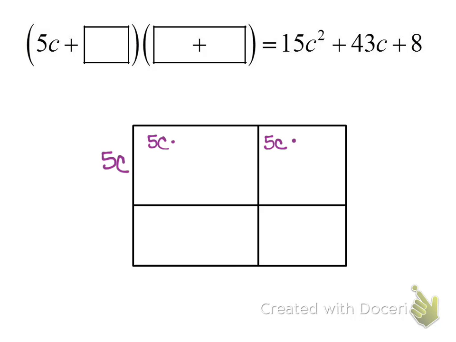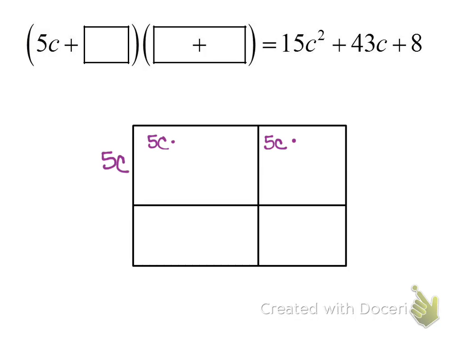Okay. They don't give me any other heights. They don't give me any other widths. So I'm going to move on to the next section. The next section is going to be the area of each rectangle. So 15c squared is usually the area of which section of the rectangle?